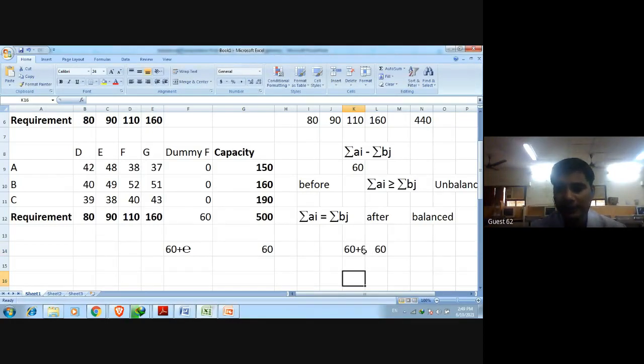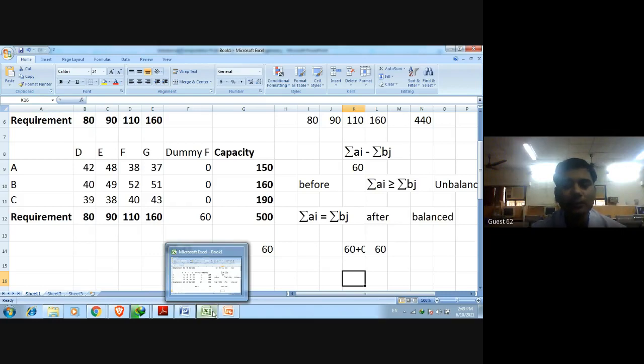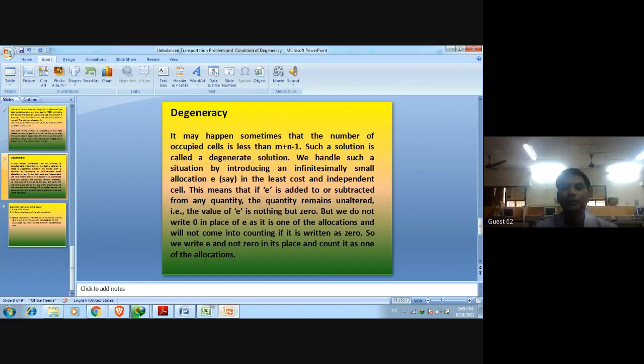Actually, this is 0, but we will not write 0 here. Here we will assume this as an allocation. So we write E and not 0 in its place and count it as 1 allocation. Means when we assign epsilon or E, it will be known as an allocation.